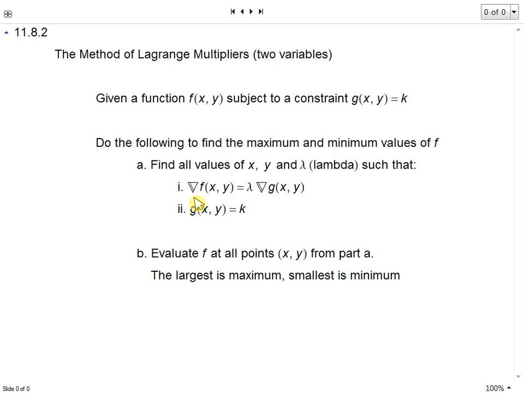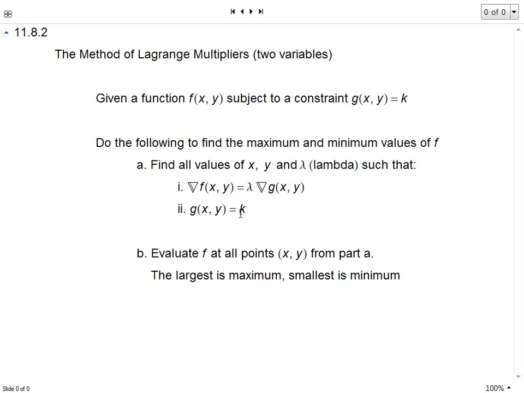What is this saying? The gradient vector of the f function, right? The f function is the thing we're trying to find the max and min of. We want to figure out when the gradient vector of f is equal to lambda times the gradient of the g function. Now the g function is our constraint. And at the same time we find the x, y, and lambdas that make that true, we are also going to make sure that the x and y make the original constraint equation true.